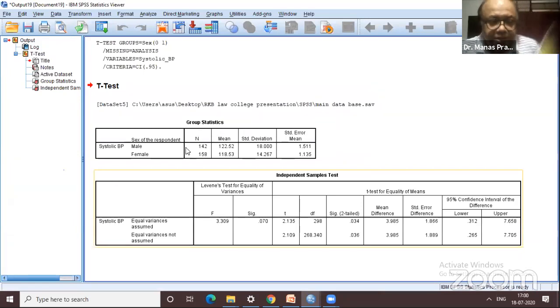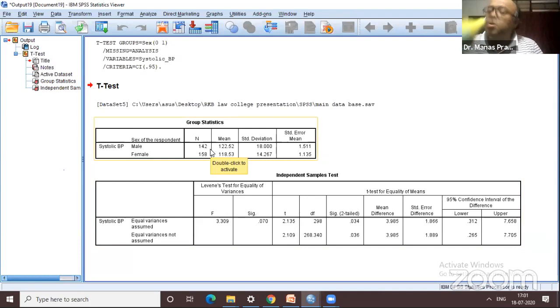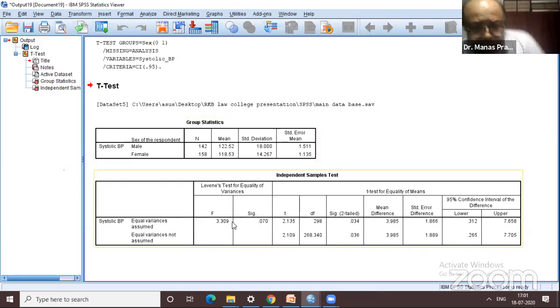So you see, this is the descriptive statistics table. Mean systolic blood pressure of male is 122. Mean systolic blood pressure for female is 118. Now, before deciding which p value to take, we have to conduct another test, the F test, for studying the equality of variances. I have already told you that there are two formulas for the t-test, one for equal variances, one for not equal variances. So before using the actual formula, we have to check whether my variances are equal or not.